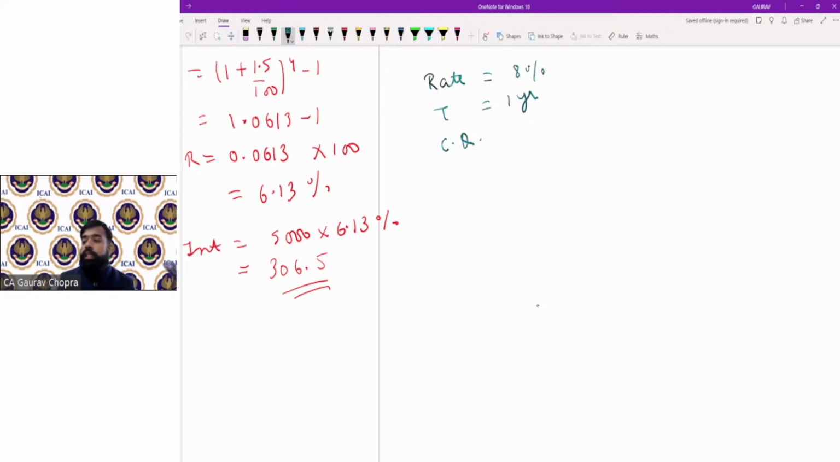So now let's see who gives the answer first. Only you have to answer. Rate is given, time is given, and you have to find the effective rate. Compounding is done on quarterly basis. So anyone with the answer?